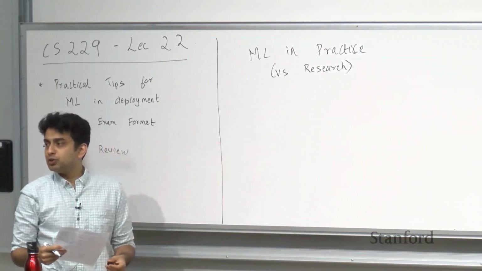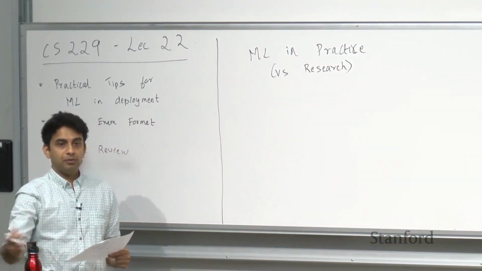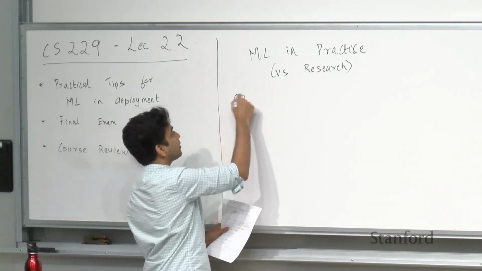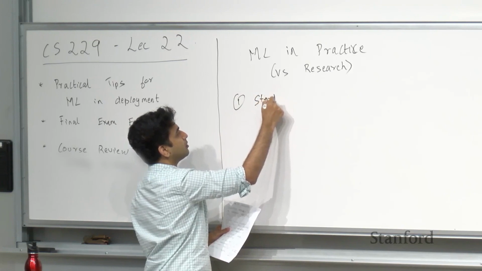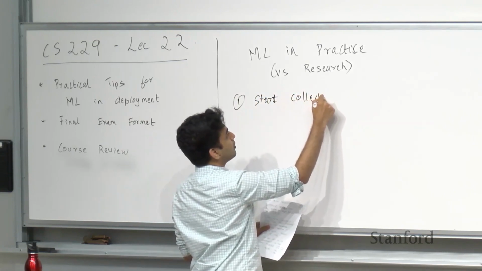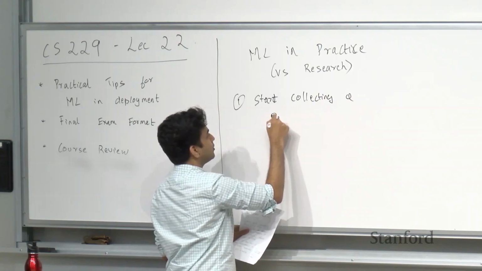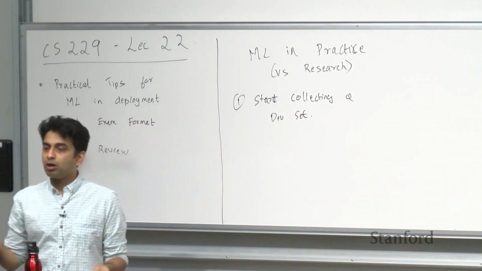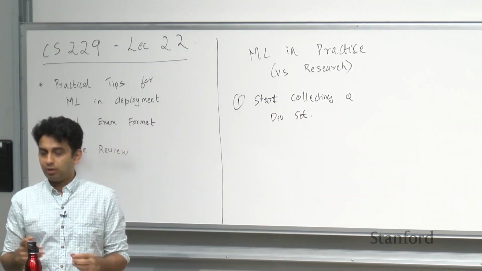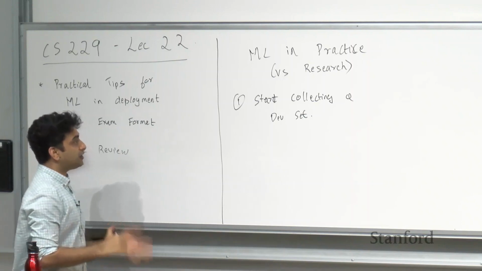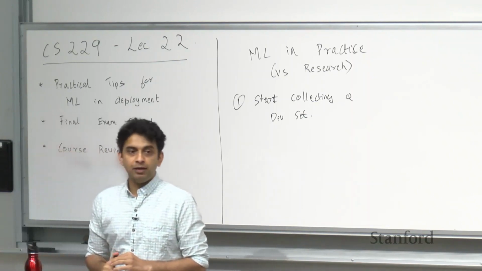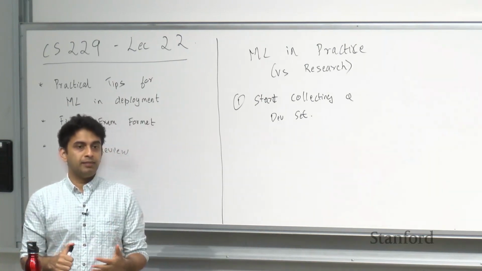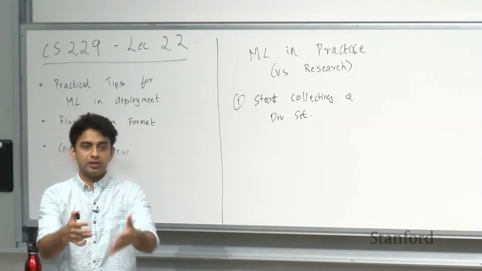The first thing that you would do if you're building a machine learning model for deployment is to start collecting a dev set. Right? So the first thing you would do, before deciding which model you want to use, it may be logistic regression, it may be a neural network, what have you, is start collecting a dev set. By that we mean start collecting data that your model is going to encounter when it is deployed in production.